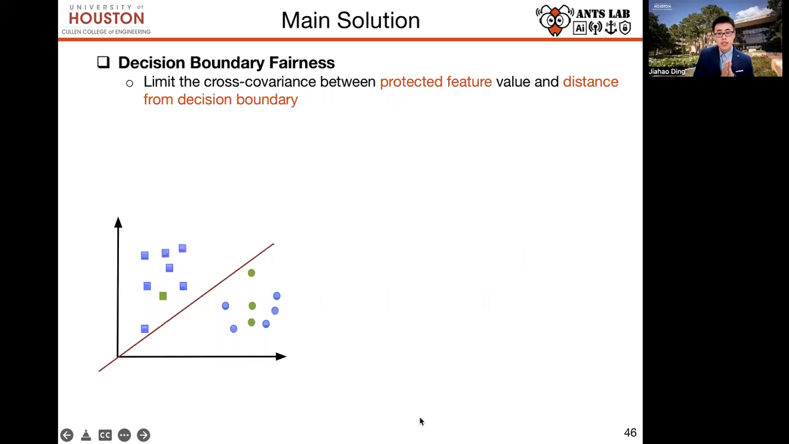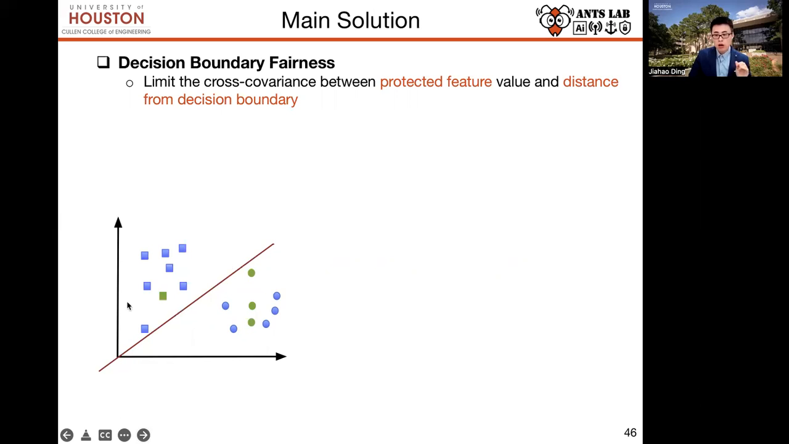Here we show the effects of enforcing that kind of constraint. Consider a classification task. The red line here is a decision boundary. It is obviously a perfect classifier because the two sets of data samples, square and circle, are well classified, right? But it is unfair with respect to the color. Suppose the color means different groups, for example, blue means male and green means female.